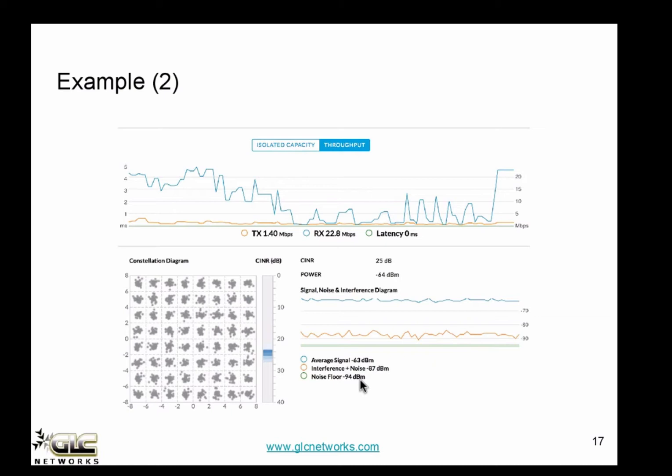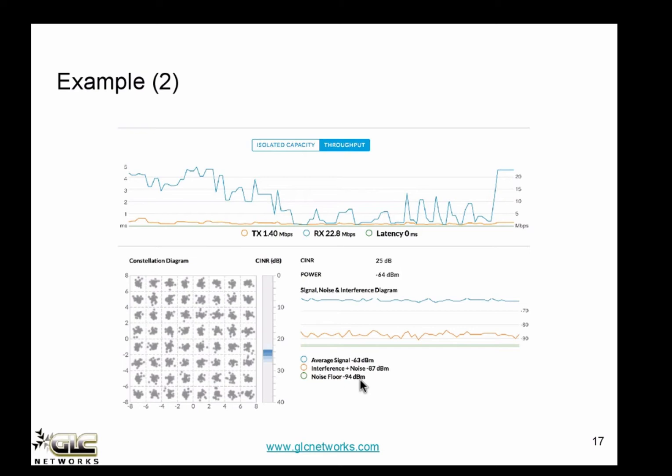As you can see, it's minus 87, while the noise floor is minus 94. So the difference between them is about 7 dB. That's the interference signal. It means my signal should be above this interference plus noise.